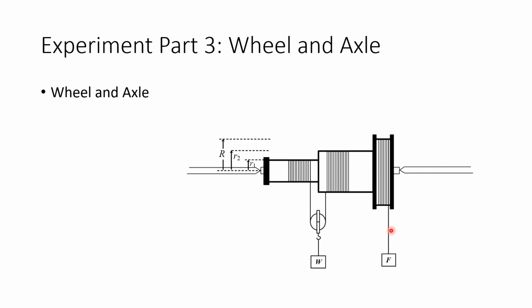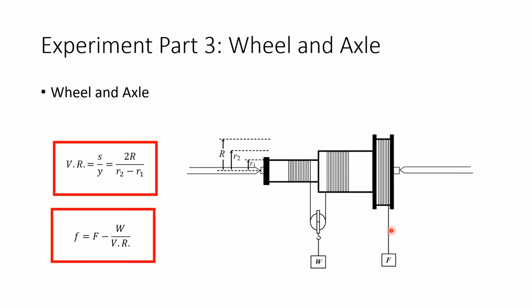Again, this wheel and axle system is set up such that you would have the velocity ratio of 2R divided by (R2 minus R1), where R1 and R2 are the radii of these two axles, and then you would have the wheel of radius R up here. So in the lab, you will have these numbers, and you can use them to calculate.